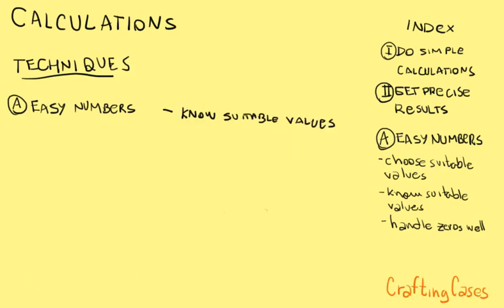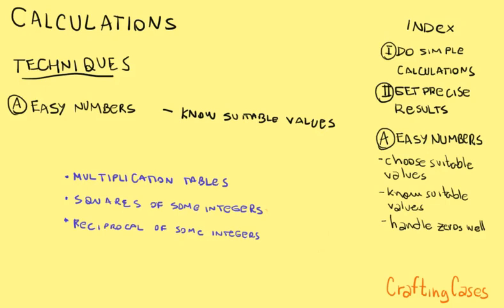Knowing suitable values or having easy numbers in mind will help you choose the best values to use as proxies with little deviation. For this, I'd recommend knowing the multiplication tables, the squares of some integers, and the reciprocals of some integers. I'd recommend knowing all of this from 1 to 12.